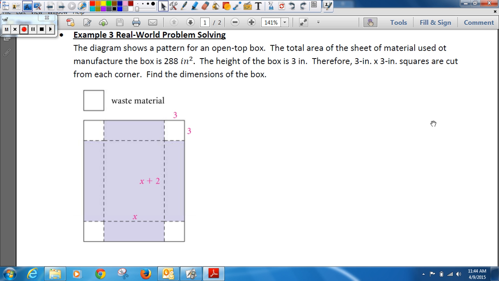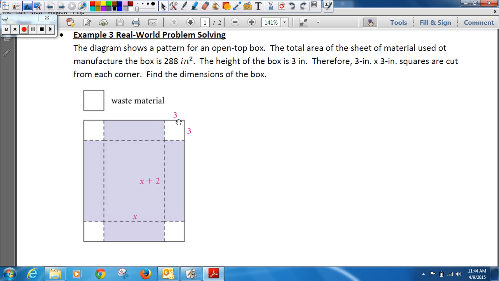The height of the box is 3 inches. Therefore, 3 inch by 3 inch squares are cut from each corner. Find the dimensions of the box. So the white is the wasted space. Basically, this is if you take the box and you lay it flat.